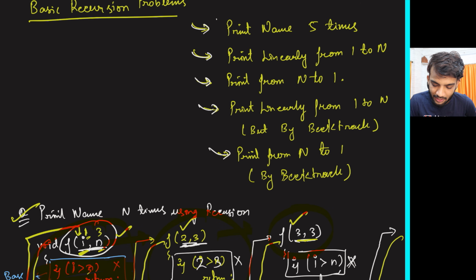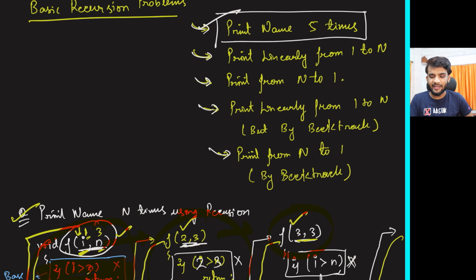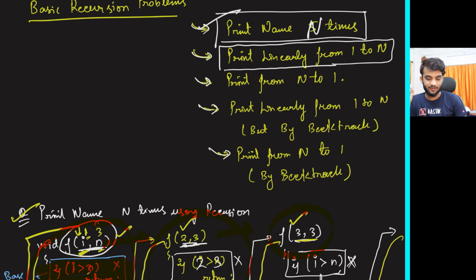So guys, we have done the first problem, which is print the name n times or 5 times. Okay. Now let's do the next problem, which is print linearly from 1 to n.